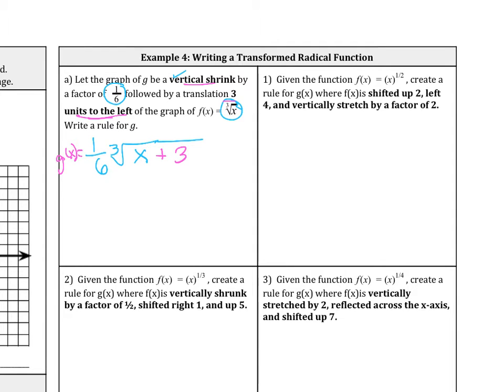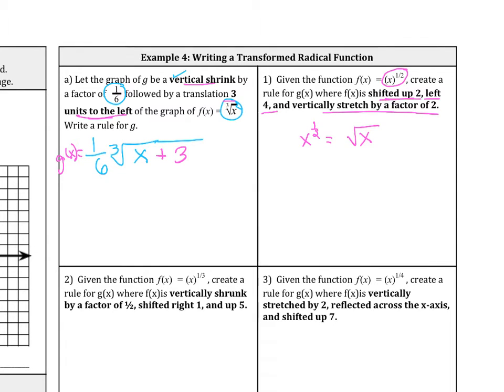Let's try the second example. Given the function f of x equals x to the 1/2, create a function rule for g of x where f of x is shifted up 2, left 4, and vertically stretched by a factor of 2. Now x to the 1/2, what does that mean? How can I rewrite that? So remember, that is just the square root of x. Okay, so just rewriting it is nice, so let's start with that.